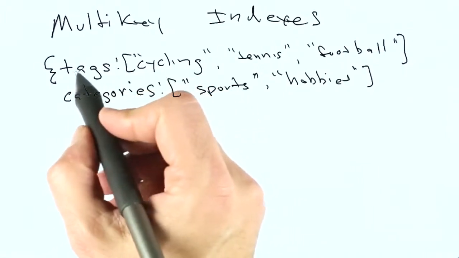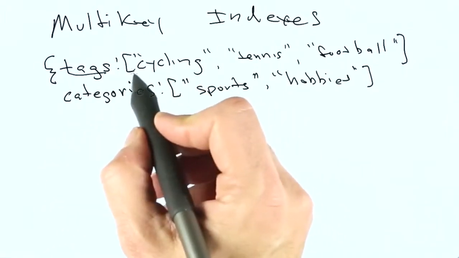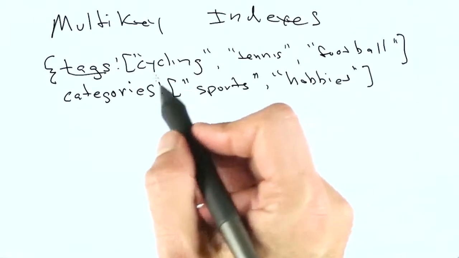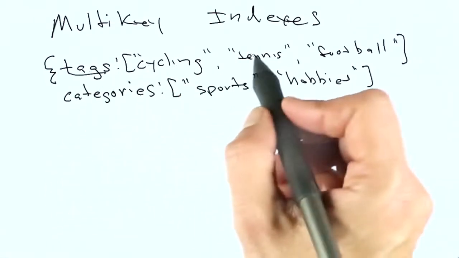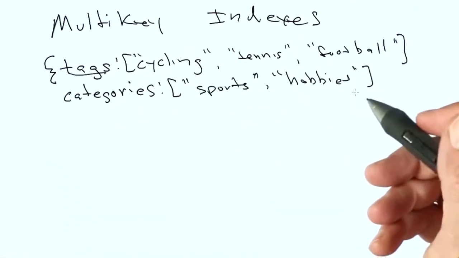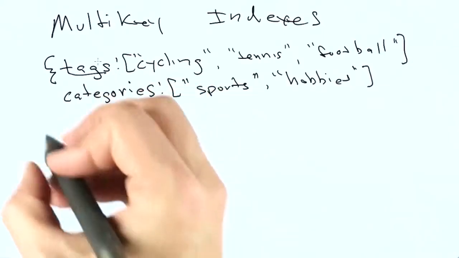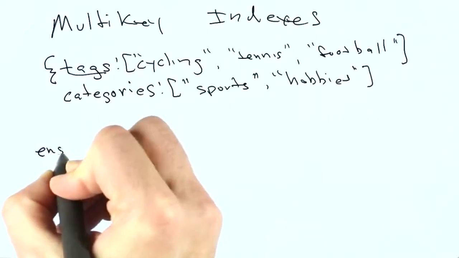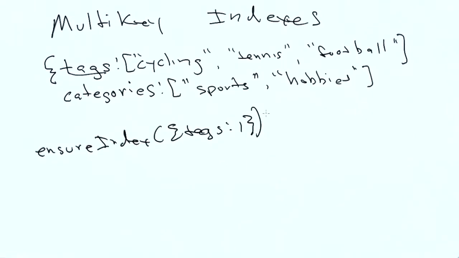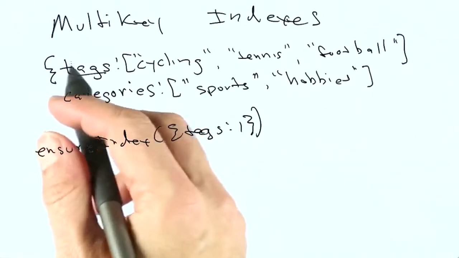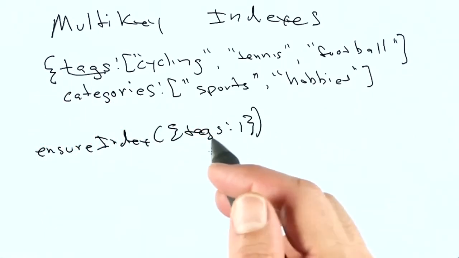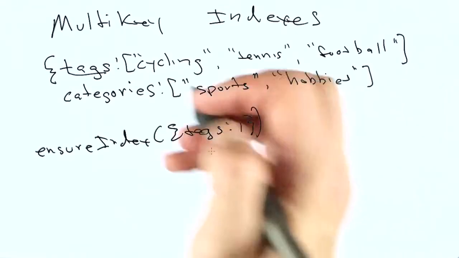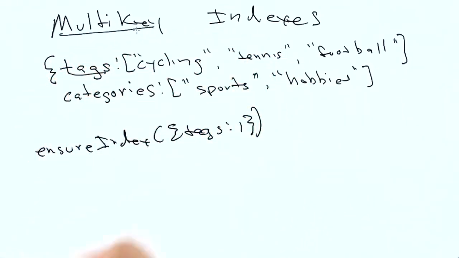In MongoDB, you can have a key that holds an array. For instance, you can have a tags key that holds cycling, tennis, and football. And you can index tags. So you can call ensureIndex, and tell the database that you want the tags key to be indexed. Now, if you do that, what MongoDB does is it creates what's called a multi-key index.